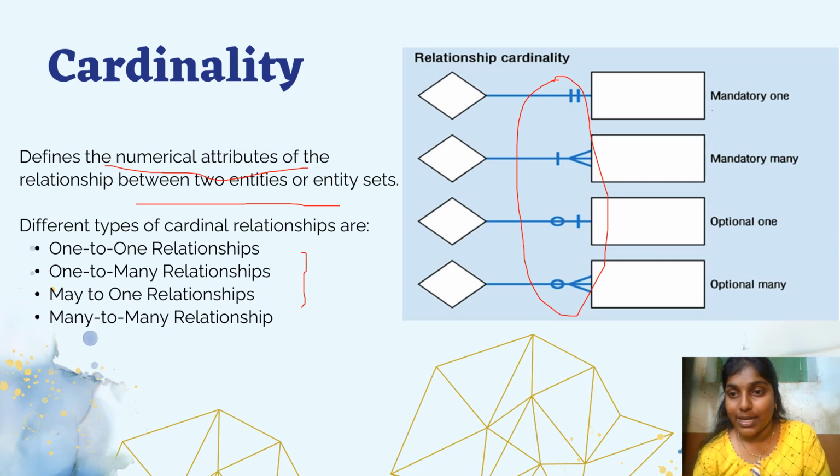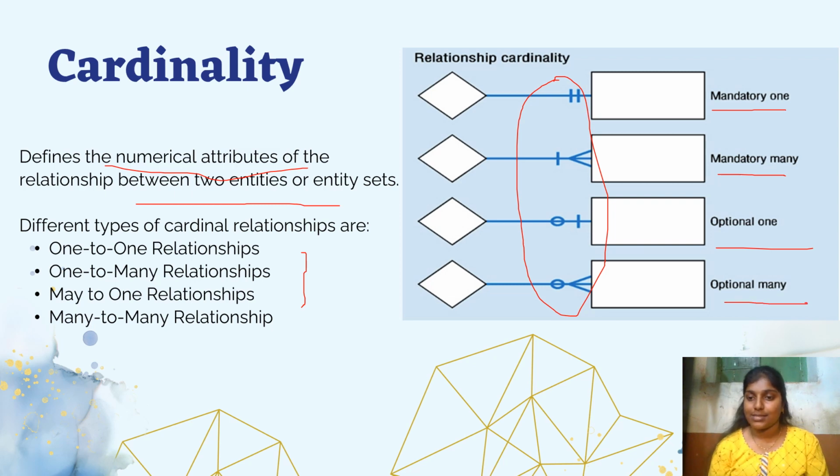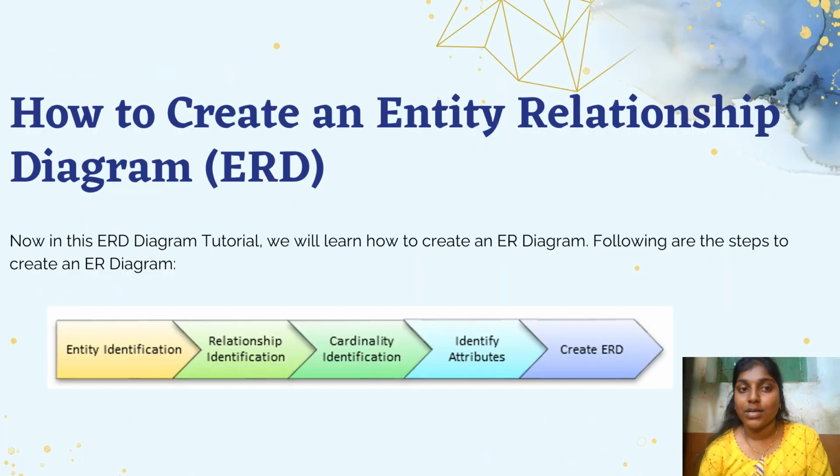So it is called mandatory one, mandatory many, optional one, and optional many. These are also called the cardinality relations. So how to create an entity relationship diagram? How can we draw the diagram? So this is the procedure.